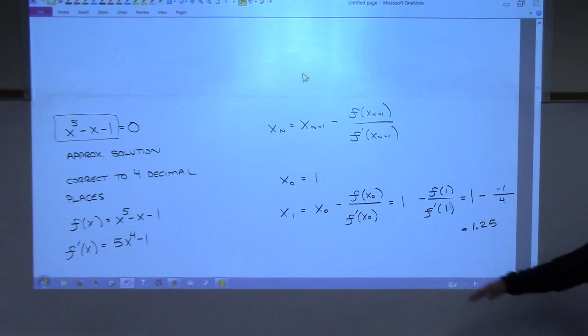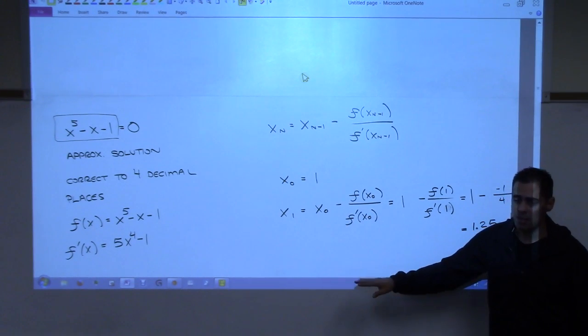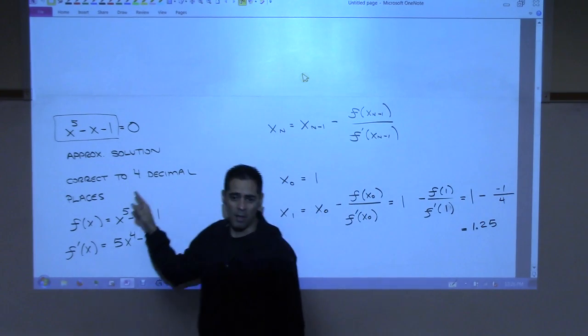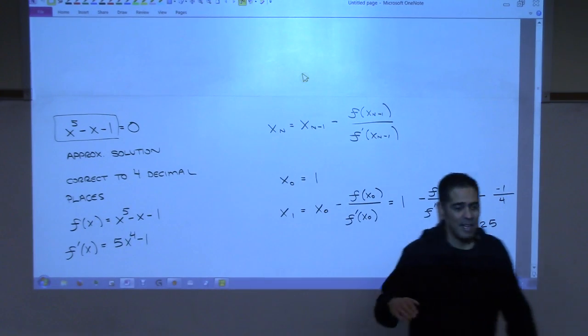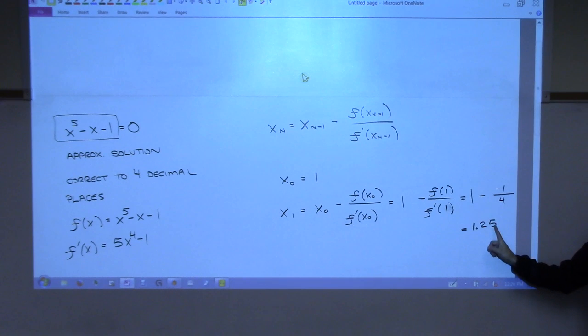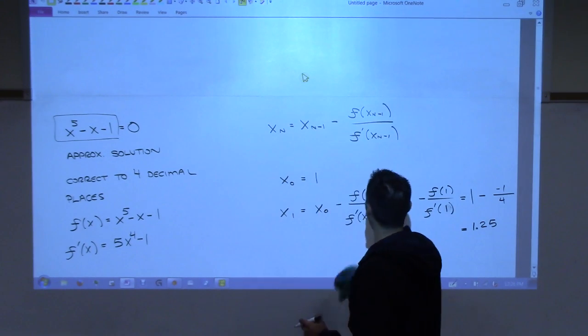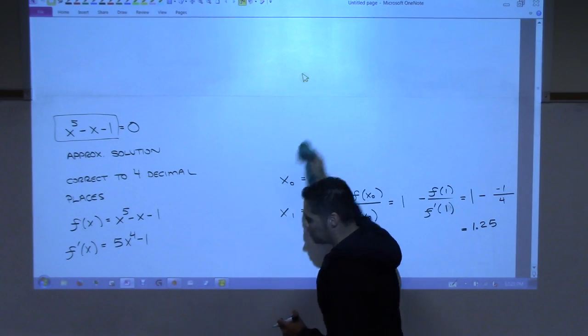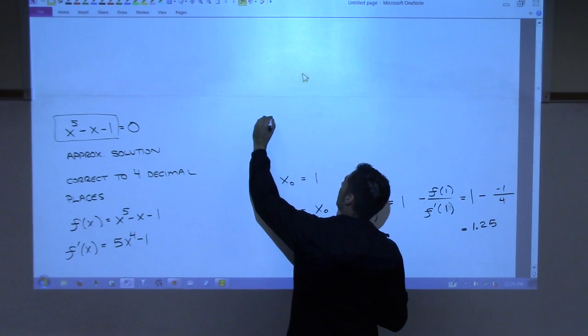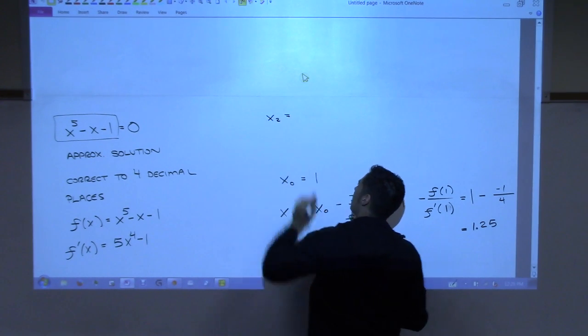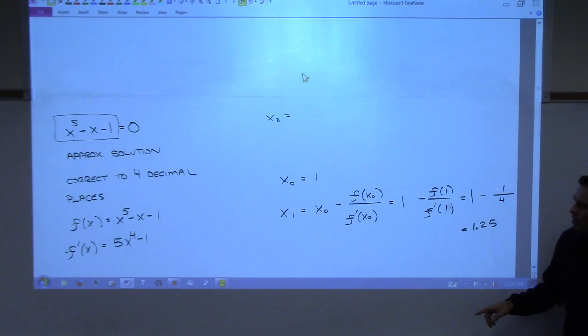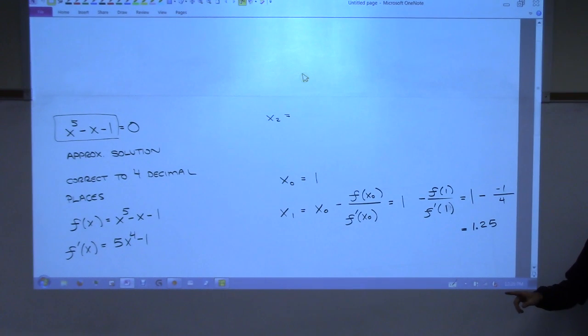What we want to do is continue this process until we are correct to 4 decimal places, which means we want to do this until the first 4 decimal places stop changing. I haven't done this problem, so I don't know how many steps it's going to take. So should we continue? Yes, of course. All right, so let's do x sub 2. X sub 2 will be, let's see if we can do it without writing the whole algorithm out. It should be x sub 1, right?